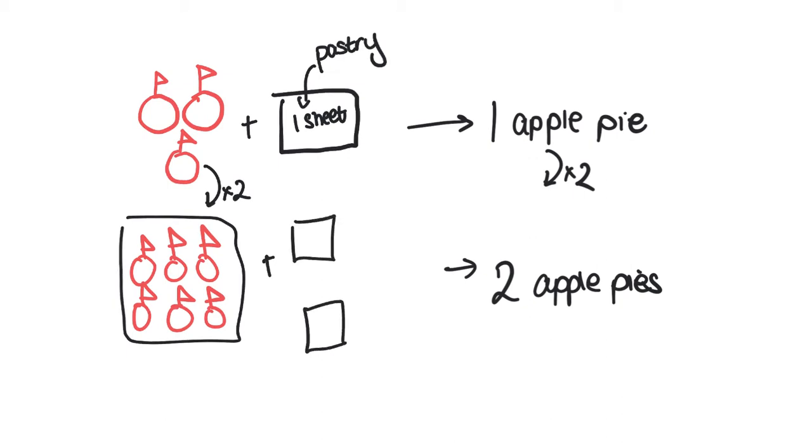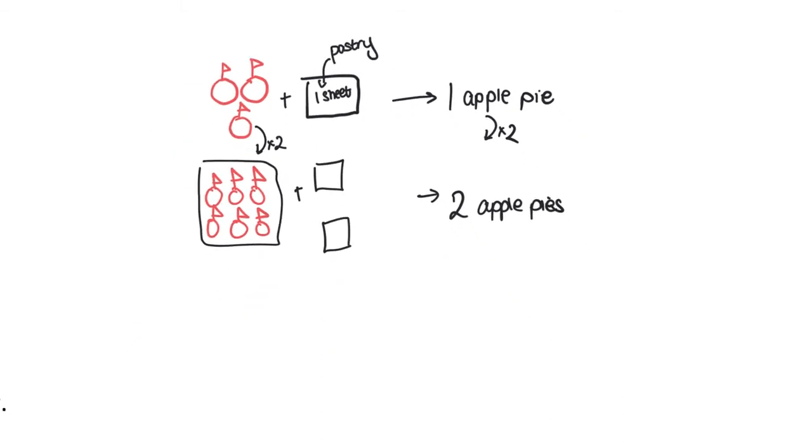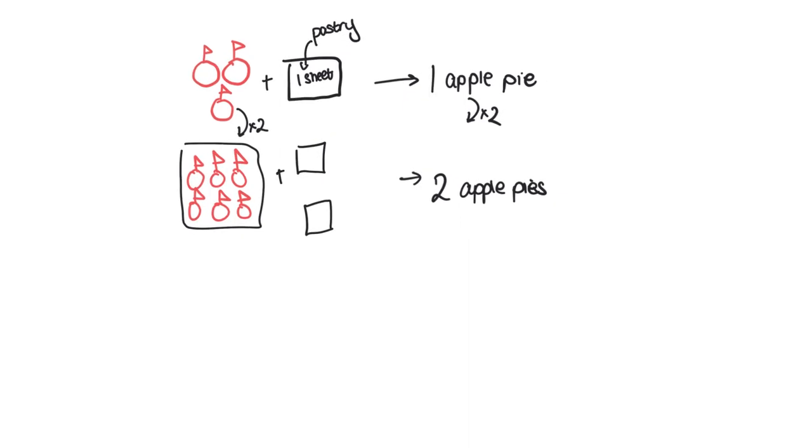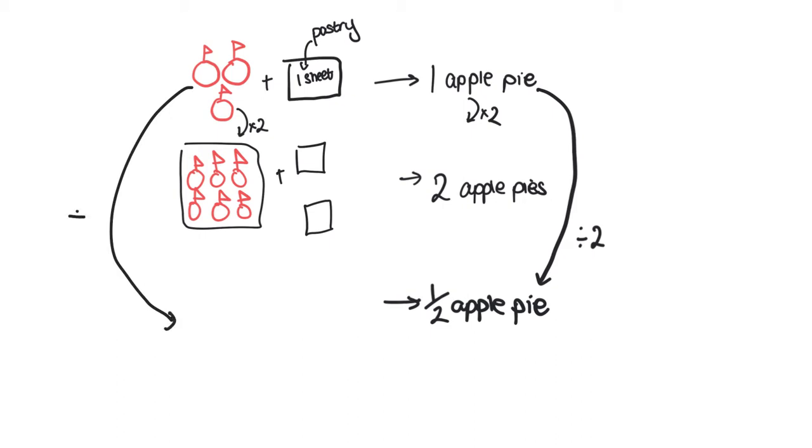This is pastry sheets. All right, so let's pretend now that we wanted to make half an apple pie. Well, if we wanted half an apple pie, that means we have to divide all of the quantities in the first equation by 2. So 1 divided by 2 means we get half an apple pie. We would land up with 1½ apples. So here's 1 and here's half the apple. And we will also have 1/2 of a pastry sheet.